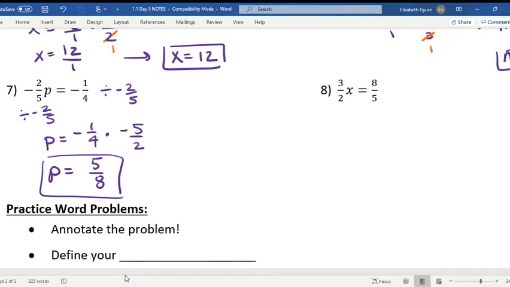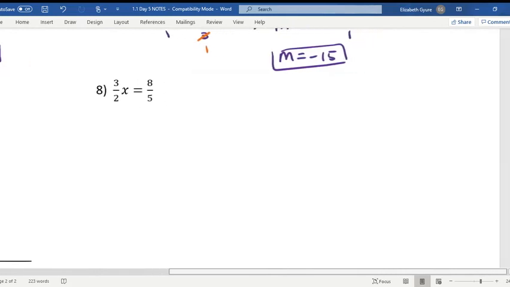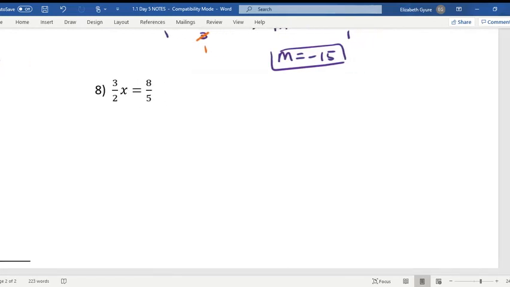Good, good, good. We okay? All right. Number 8, last fraction one. We got 3 over 2x equals 8 over 5. So 3 over 2 times x. The opposite of multiplying is division. So what are we going to divide both sides by? 3 over 2. Divide both sides by 3 over 2.